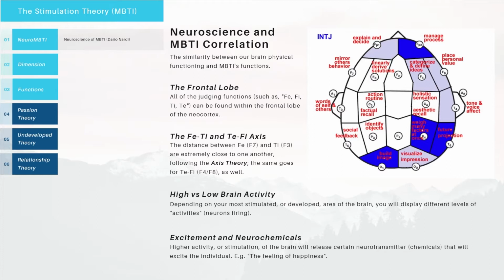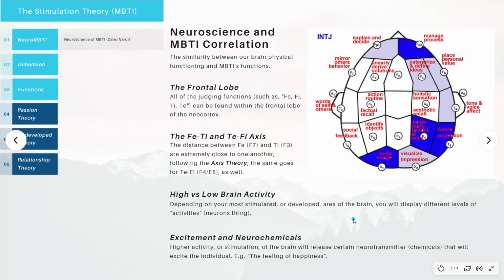is because then we can understand the physical aspect of MBTI. Neuroscience and MBTI correlation: the similarity between our brain, physical functioning, and MBTI functions. So we're going to go with the first one, the frontal lobe. The frontal lobe is the F7, F3, F4, and F8. So this little strip horizontally right there.